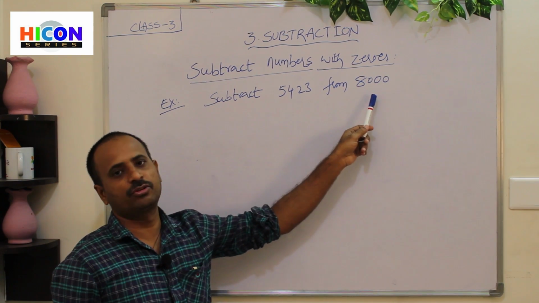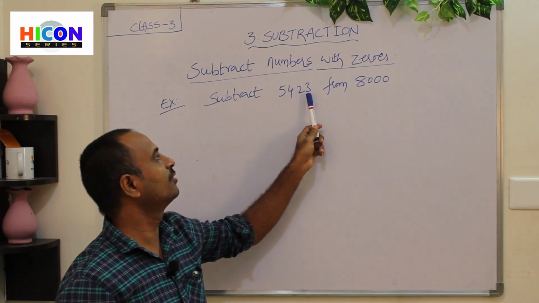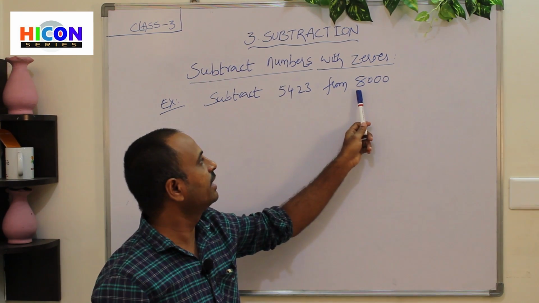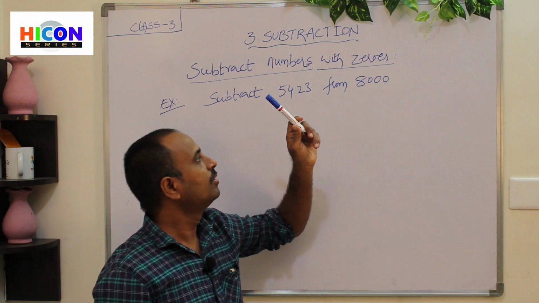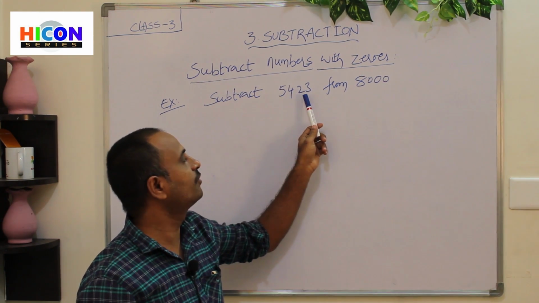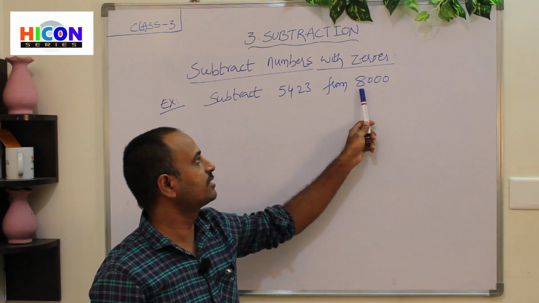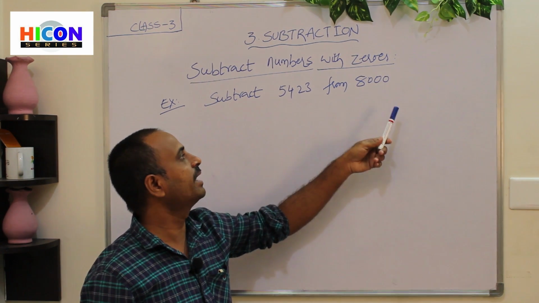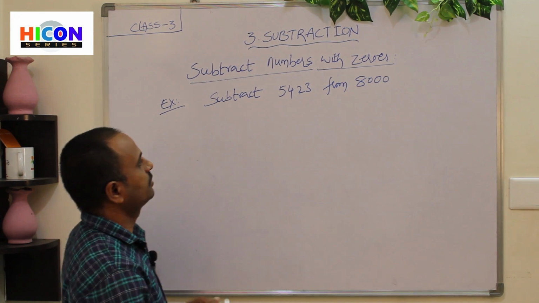5423 from 8000. Here the first number given is 5423 and the second number is 8000. In 8000 there are 3 zeros. Now we have to learn how to subtract 5423 from 8000. This number has more zeros. So the topic is how to subtract numbers from zeros. Let us start our solution.